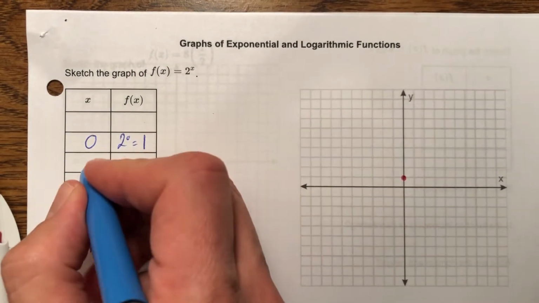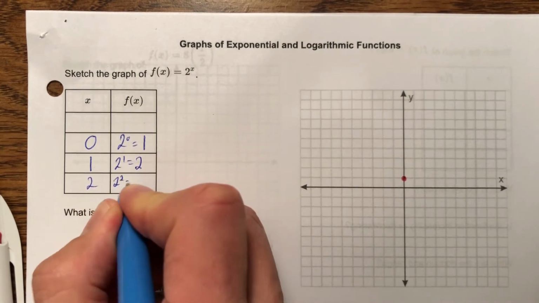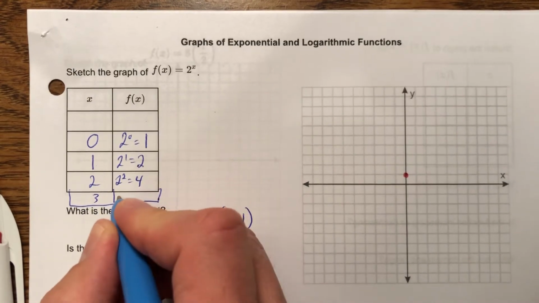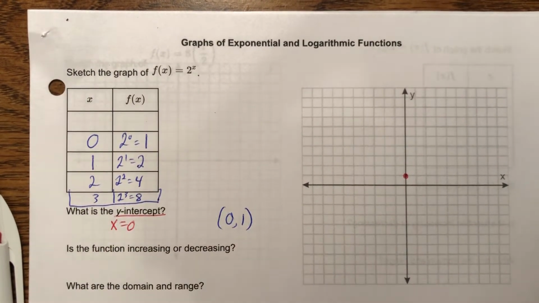Let's keep going with the table here. If I plug in a 1, I have 2 to the 1, which is 2. If I plug in a 2, I have 2 to the 2, which is 4. If I plug in a 3, extending the table, that's a good straight line there, isn't it? I'd have 2 to the 3rd, which is 8. And so we can plot some points.